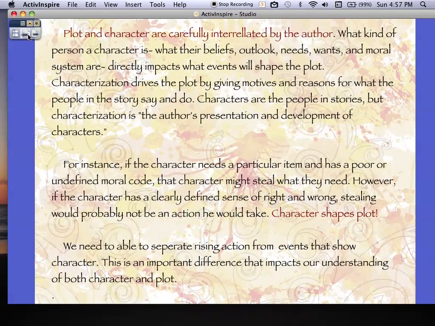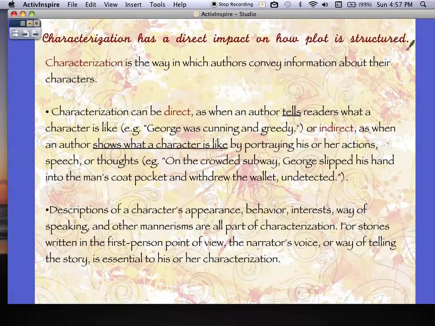Okay, and now this is going to go too far. Okay, characterization and plot are very tightly interconnected. Okay, characterization is how the author shows us what the people are like. In order for us to understand what they do, we have to understand why they do it, and that's where characterization comes in. There are a couple of ways that an author can show us what characters are all about. It can be direct. They can tell us George was cunning and greedy.